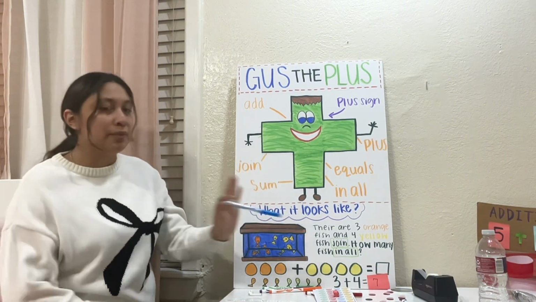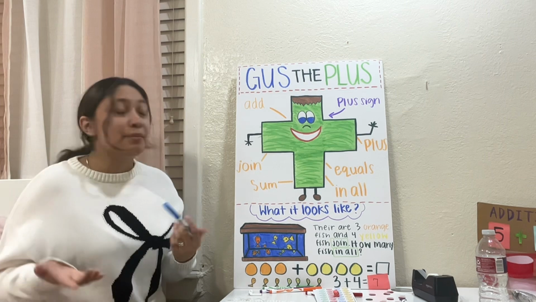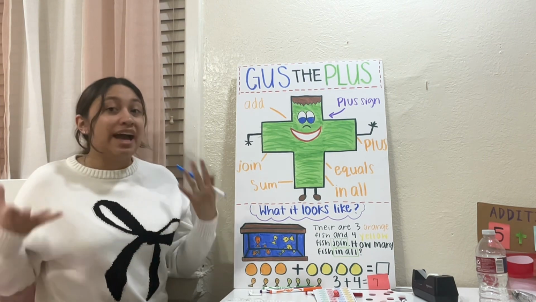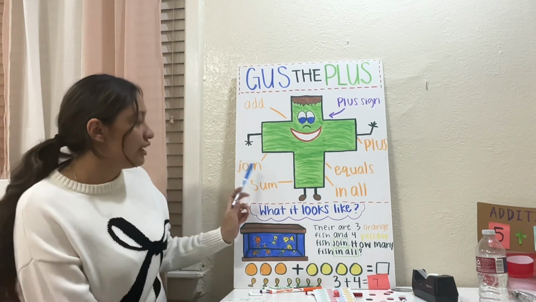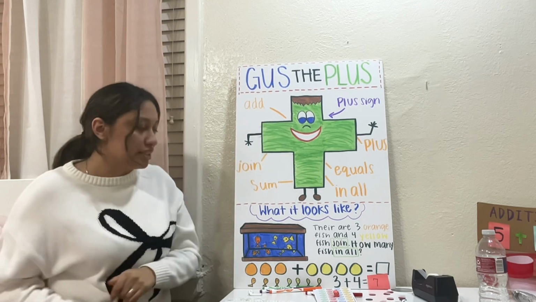So here is the word problem that we have at the bottom that says there are 3 orange fishes and 4 yellow fishes joined. How many fish in all? Can someone tell me any keywords that they see that tell us that we're going to be adding and using our big helper, Gus the Plus? Correct. So we see the word join here and the words in all. So that means we're going to be adding with our big helper, Gus the Plus.